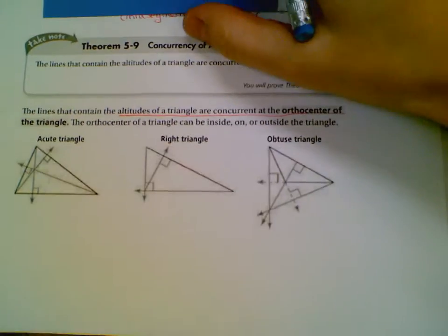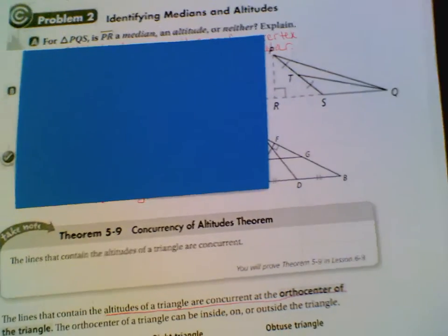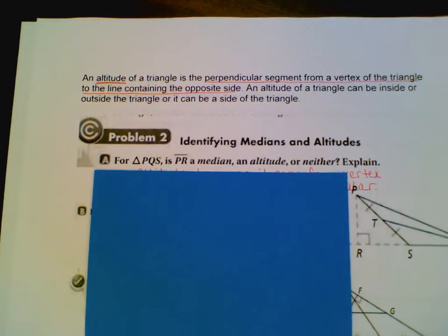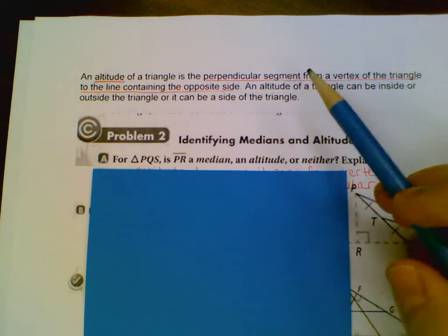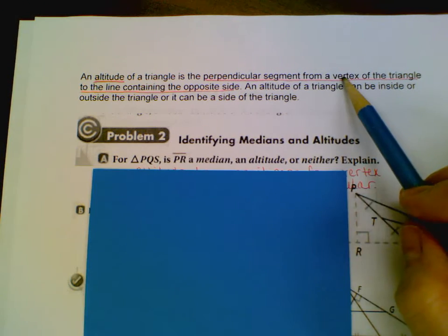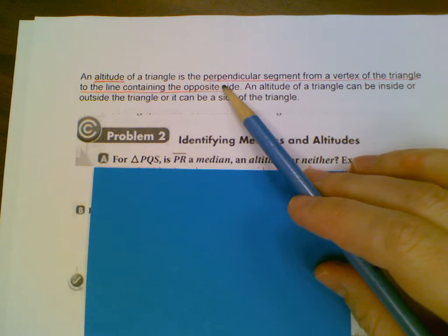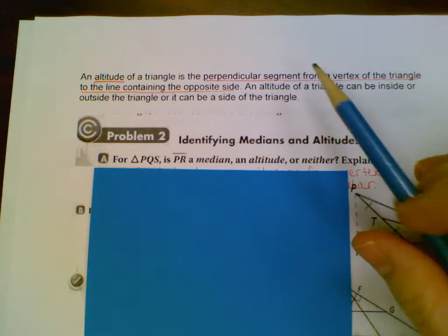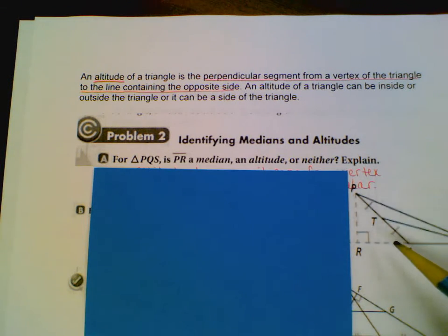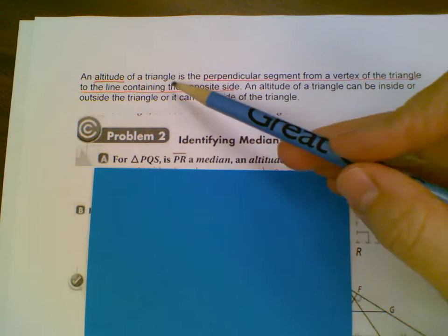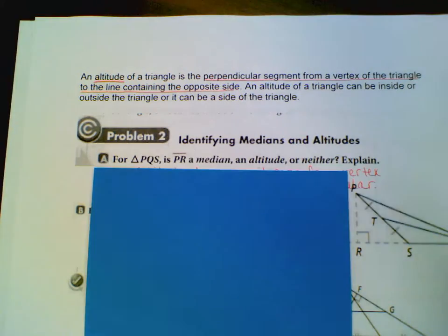Okay, let's continue on with altitudes. An altitude is a perpendicular line segment that goes from the vertex to the opposite side. I'm going to know it's perpendicular by that little box, that right angle box, and that's how I'm going to show it's an altitude. So again, I would highlight this or star it so you know that terminology.